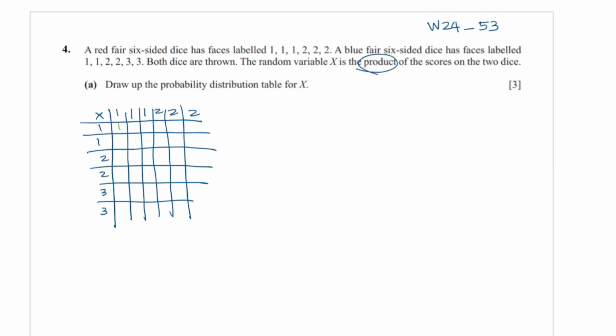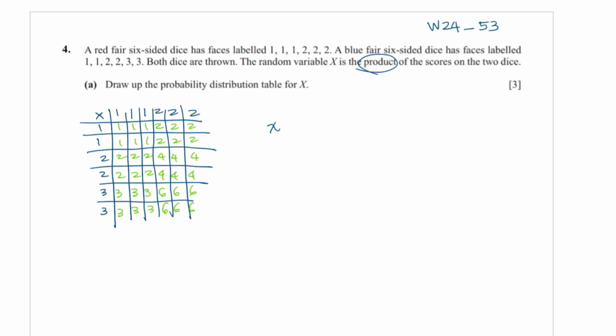Now, because this is a product, I have to multiply all these numbers together. So 1 times 1, 1, 1, 1, 2, 2, 2. Now 2 times 1 is 2, 2, 2. 2 times 2 is 4, 4, 4. The same thing, 2, 2, 2, 4, 4, 4. This is going to be 3, 3, 3, and 6, 6, 6. From there, you would be able to see that the least possible outcome is 1, and the highest possible outcome is 6.